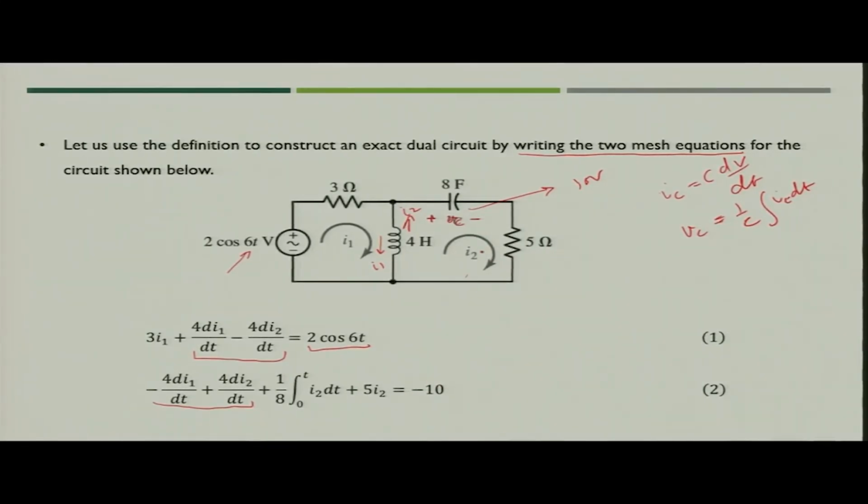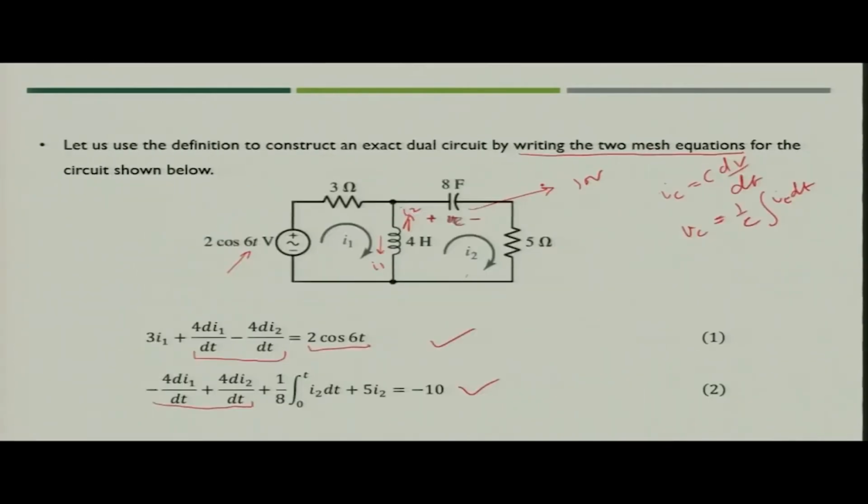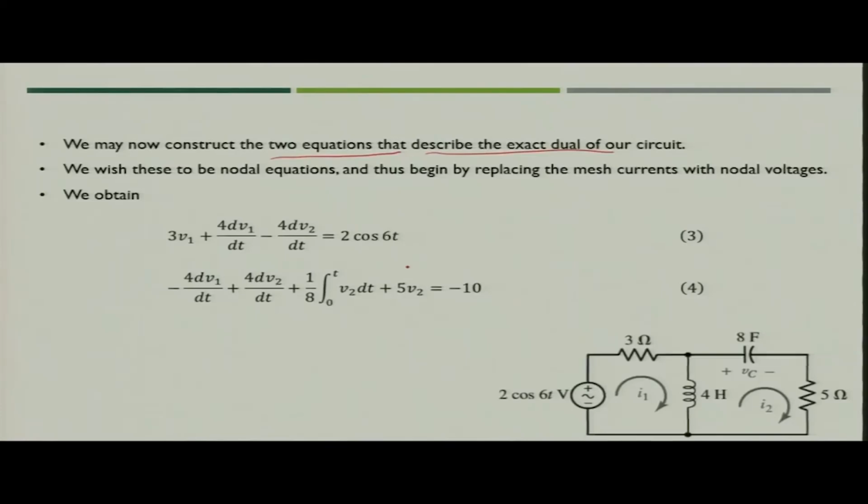Because the direction of current I2 is opposite to the initial voltage which is across the capacitor. So, in this way we get two mesh equations for the circuit. Now, what we have to do? We have to construct two equations that describe the exact dual of our circuit. Since the previous equations were mesh equations, the dual of mesh equations is nothing but node equations.